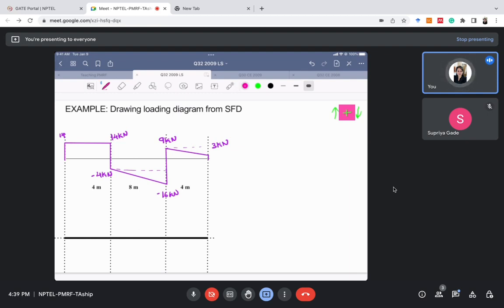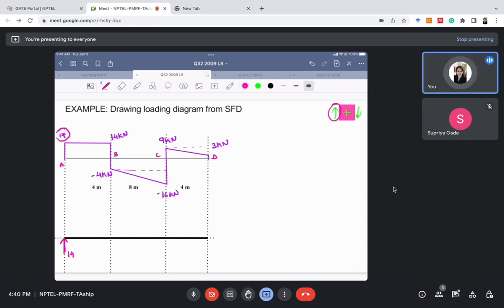The sign convention will remain the same. Now we'll start with this section. Let's call the points A, B, C, D. We'll start with section A. At section A, we have encountered a positive shear force of 14 kilonewton. A positive shear force occurs when there's an upward point load at that particular section. So here there will be an upward point load of magnitude 14 kilonewton.